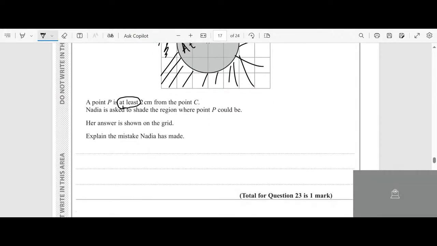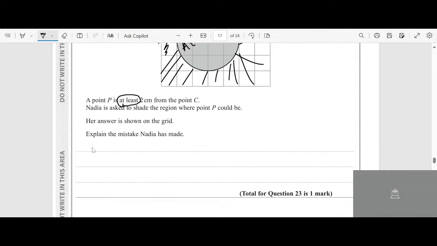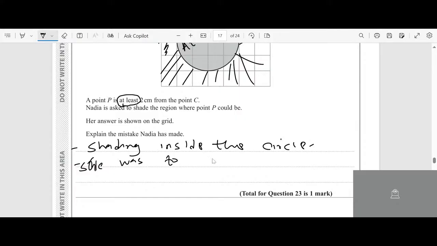So you say the mistake Nadia made was shading inside the circle. Or as well you can say she was to shade the outside of the circle.